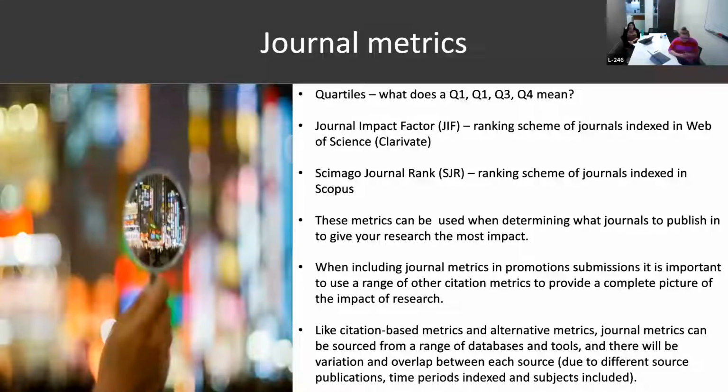Like the citation-based metrics and the alternative metrics that you've learnt about in the previous sessions, journal metrics can be sourced from a range of databases and tools, and there'll be variation and overlap between each source. This is due to the different source publications, the time periods that are indexed, and the subjects that are indexed and included in each database. This is why whenever you include metrics, it's important to include the details of the source of your metrics. This explains why your metrics are as they are and how they'll be different in some areas.